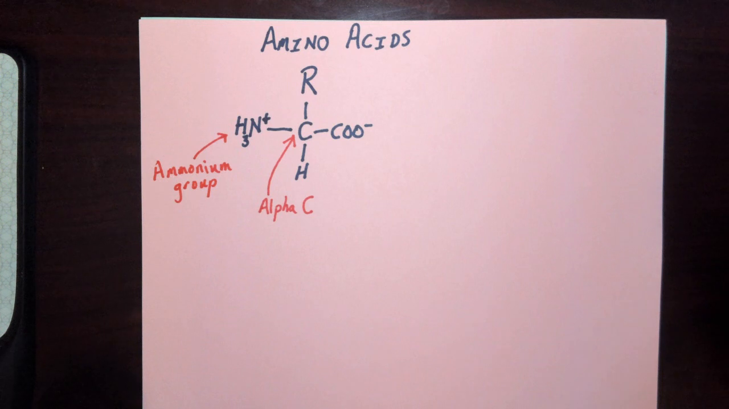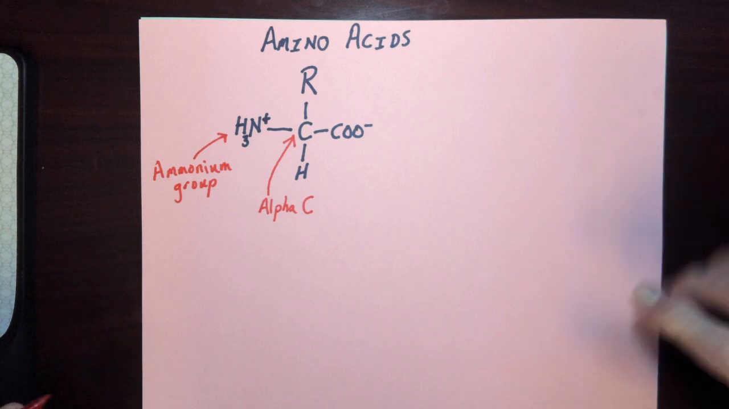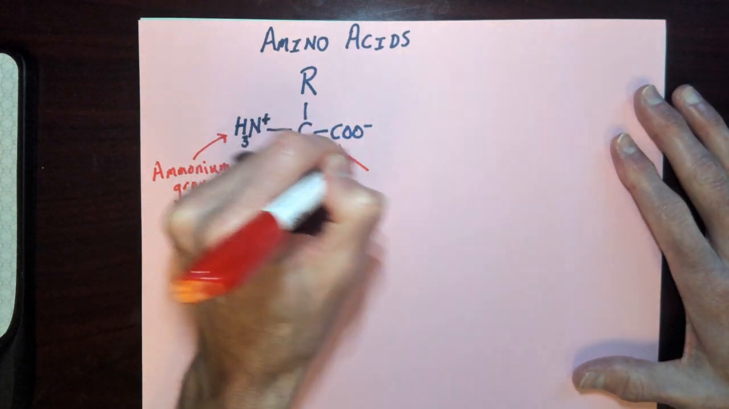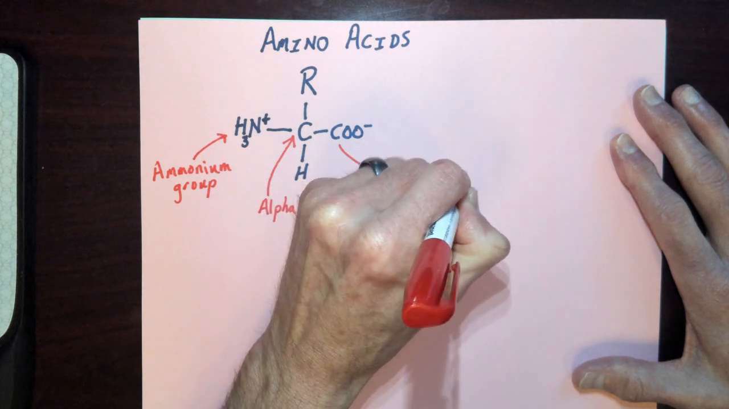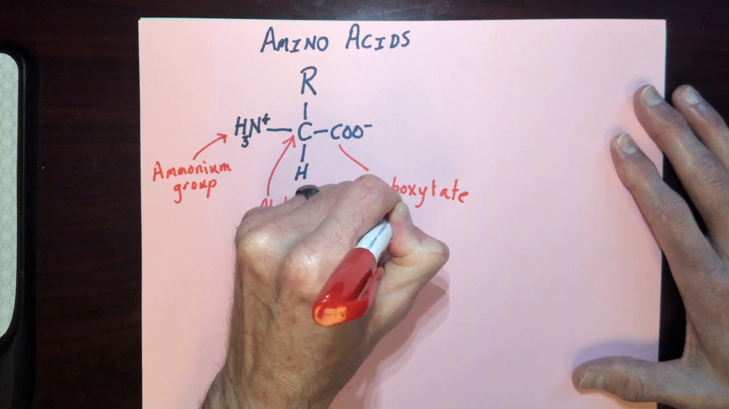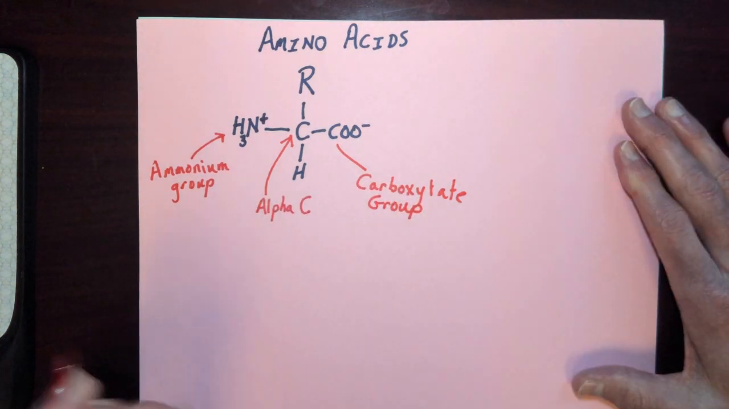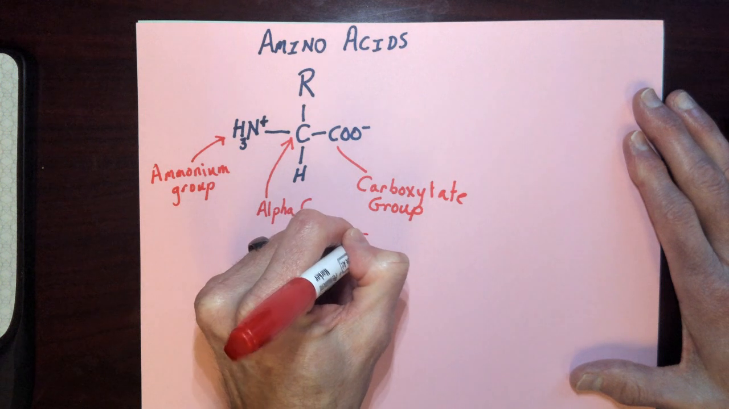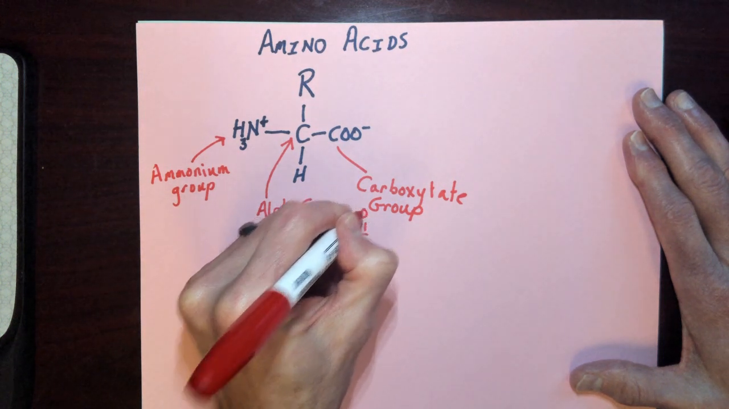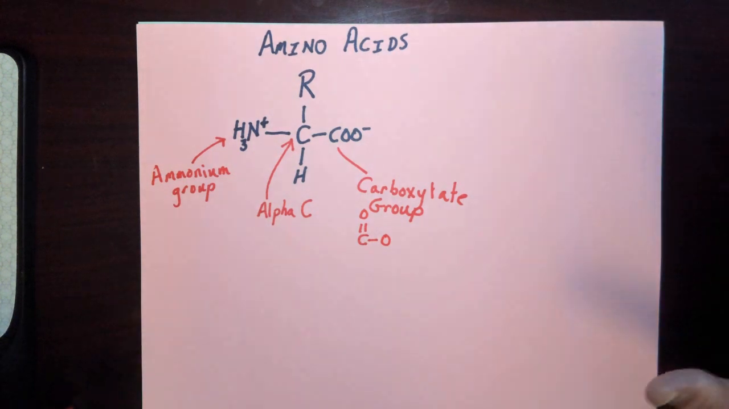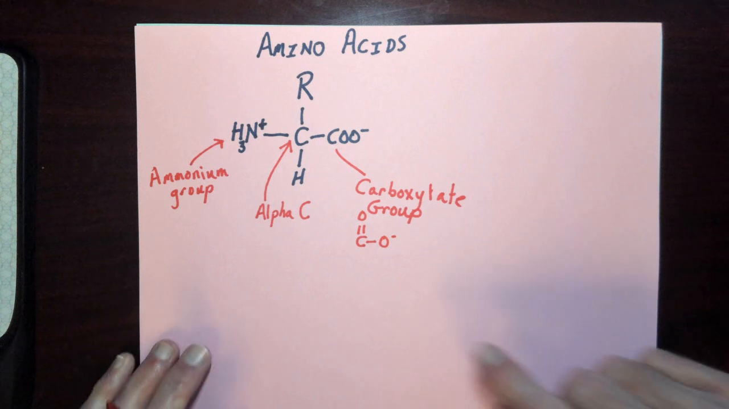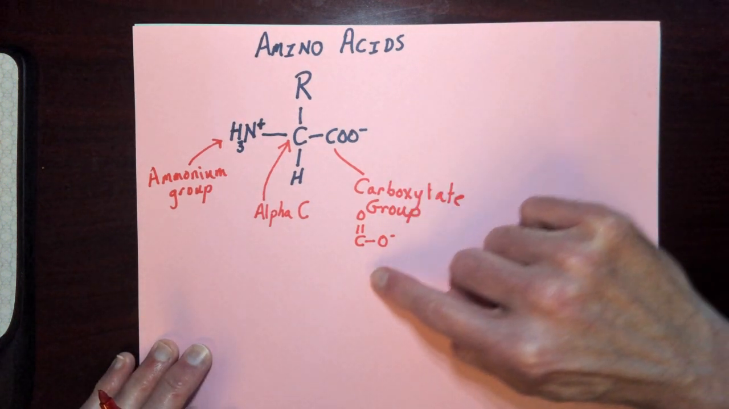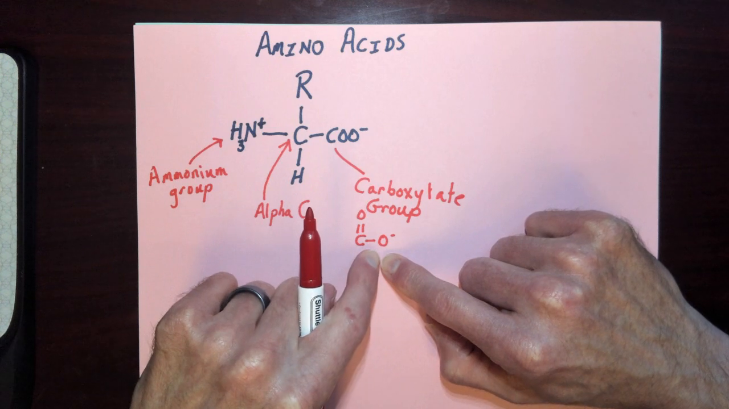We have this ammonium group with a positive charge. Then we have a carboxylate group. That carboxylate group consists of the carbon with a double bonded O, what we call a carbonyl, and then the oxygen single bonded. So this carboxylate group is a carbonyl group with a single bonded oxygen.